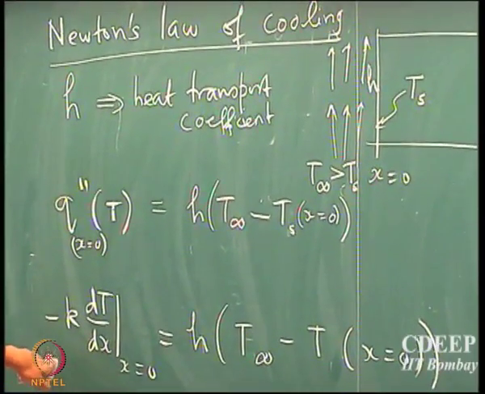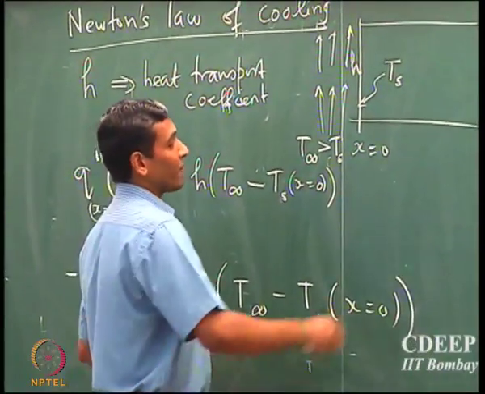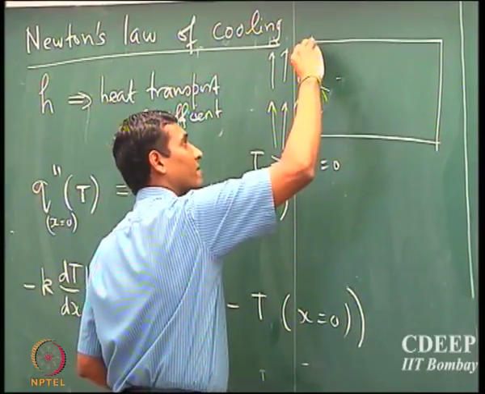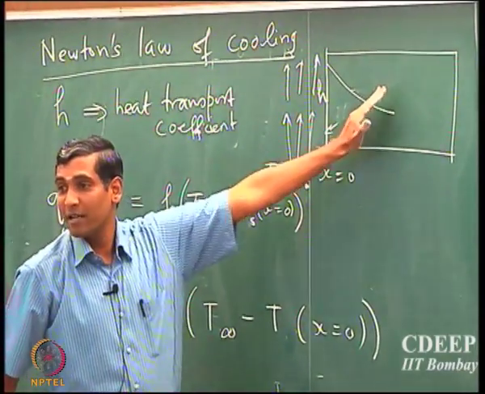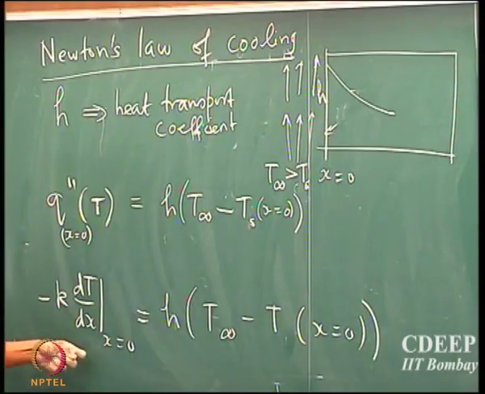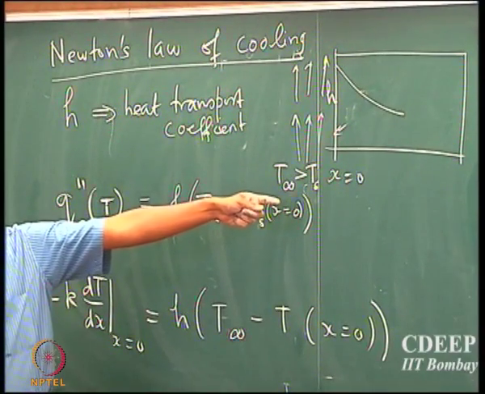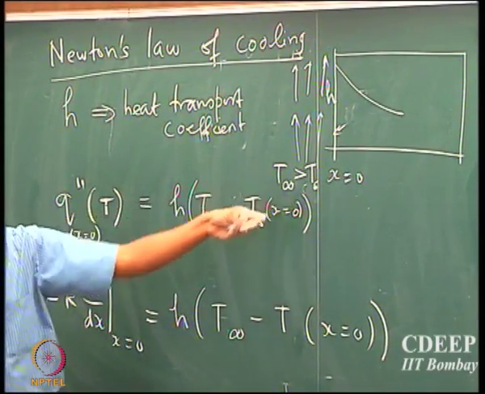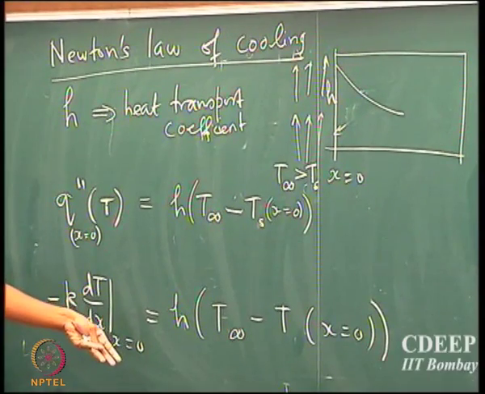This gradient will take care of that. So note that when T infinity is less than Ts, then you're going to have a profile which is different. Supposing T infinity is greater than Ts, you're going to have a profile which looks like this, right? Because there is heat that is going from the fluid into the solid. Now supposing T infinity is less than Ts, you're going to have a different profile. So the gradient will take care of the sign whether T infinity is greater or less than Ts. So this is a general form irrespective of the sign of T infinity minus Ts, because the gradient is what is going to dictate the sign.